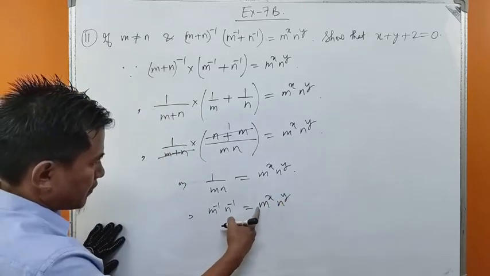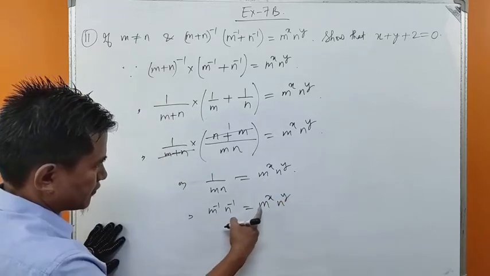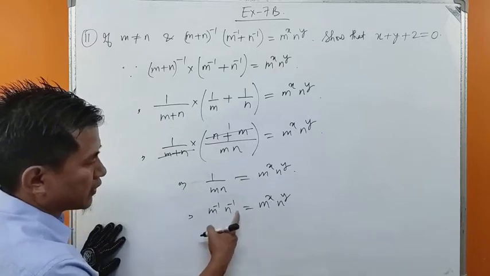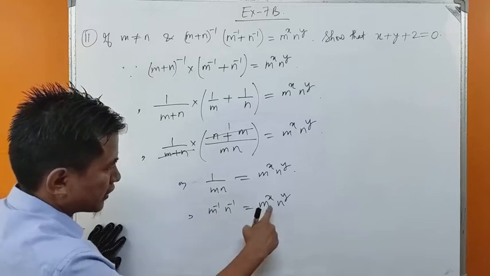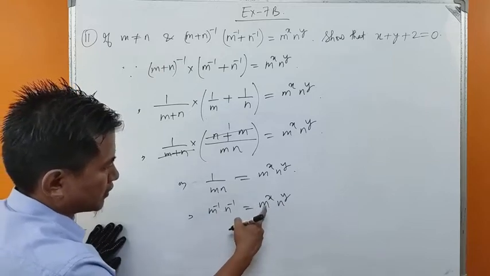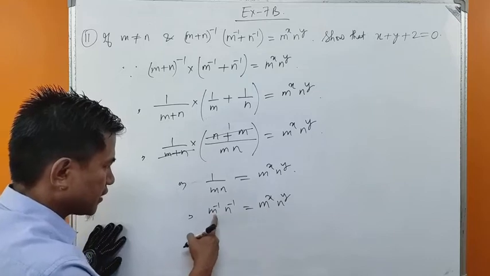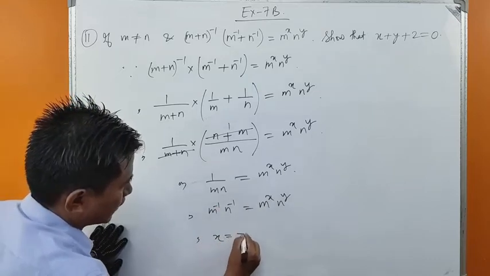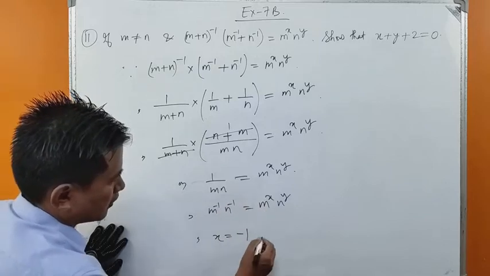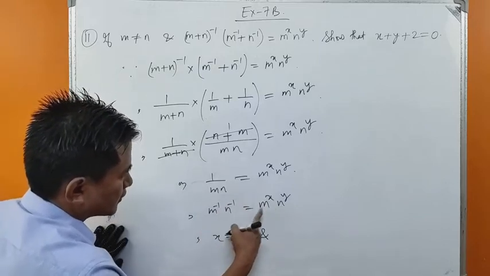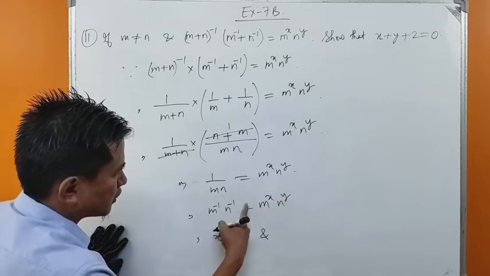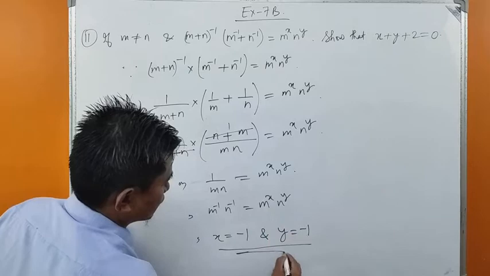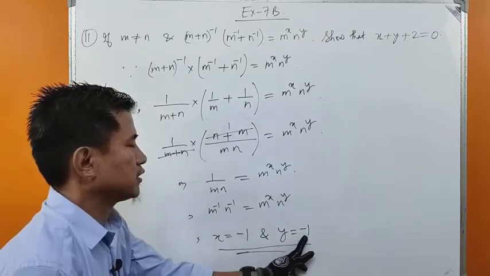Now m and m, the base is the same, and there is a multiplication sign, okay. If there is a plus sign or minus sign in between them, we cannot apply this. Now there is a multiplication sign in between m and n, so we can apply this. M and m same base means their powers should be equal, so x equals minus 1, and n and n same base, so their powers should be equal, y equals minus 1, okay. So we got x is minus 1 and y as minus 1.